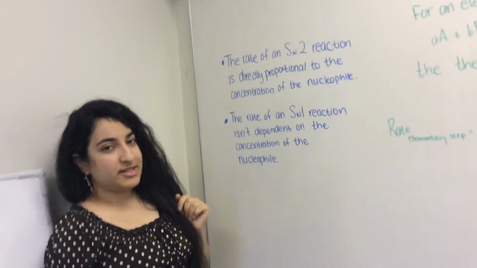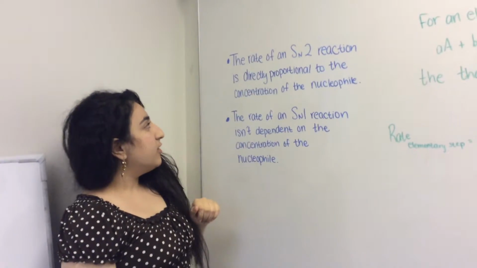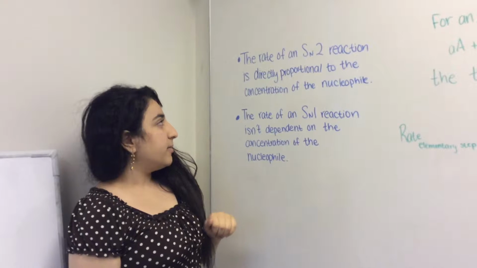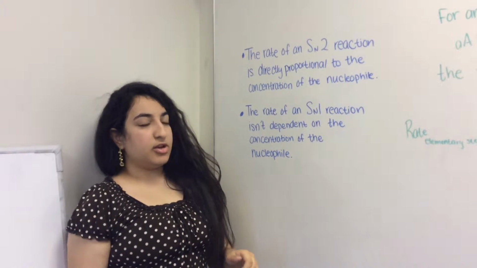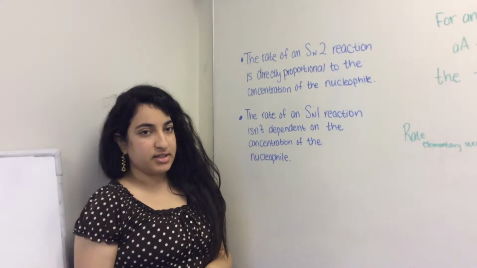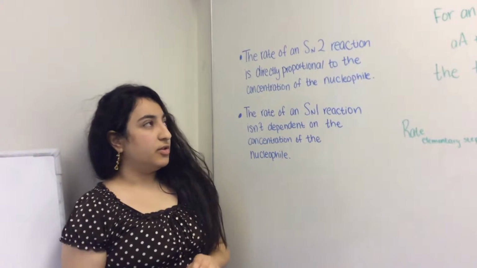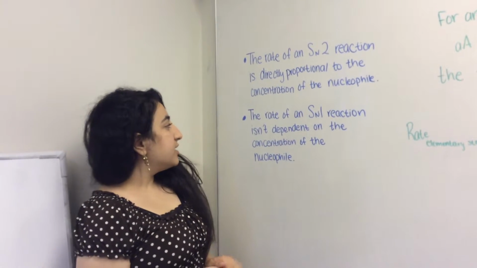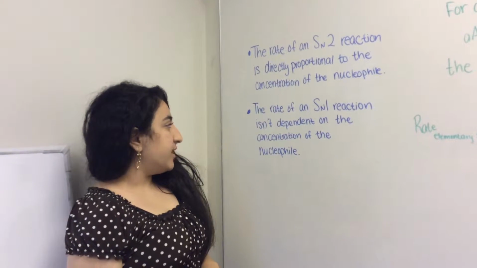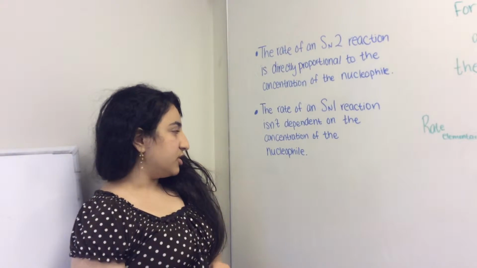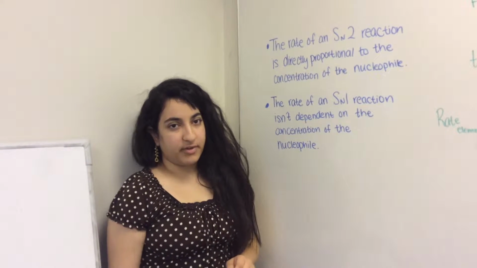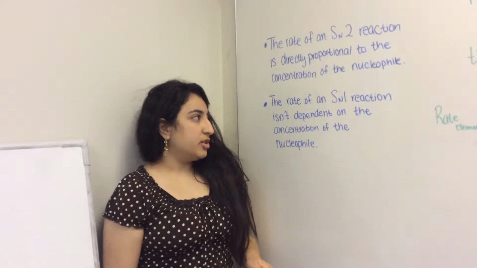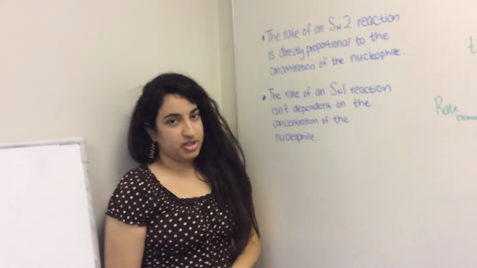So now we're going to talk about the rate of reaction. The rate of an SN2 reaction is directly proportional to the concentration of the nucleophile. That means as the concentration of the nucleophile increases, the rate of an SN2 reaction increases. The rate of an SN1 reaction is not dependent on the concentration, which means whatever the concentration of the nucleophile is, the rate of the SN1 reaction is not going to change.